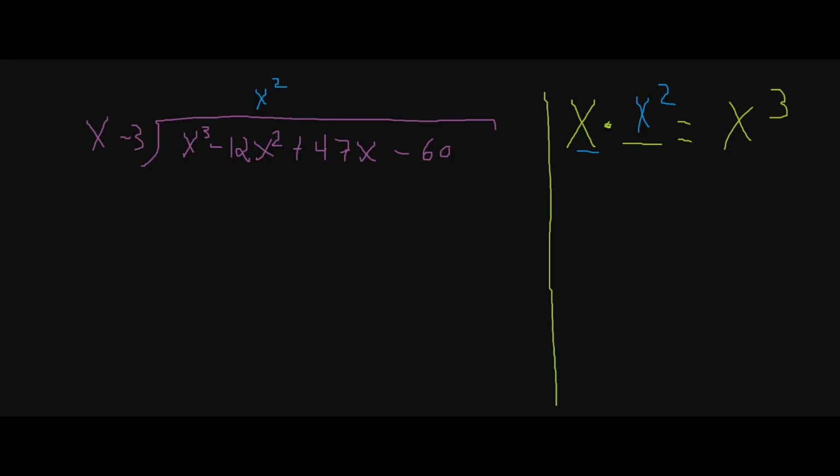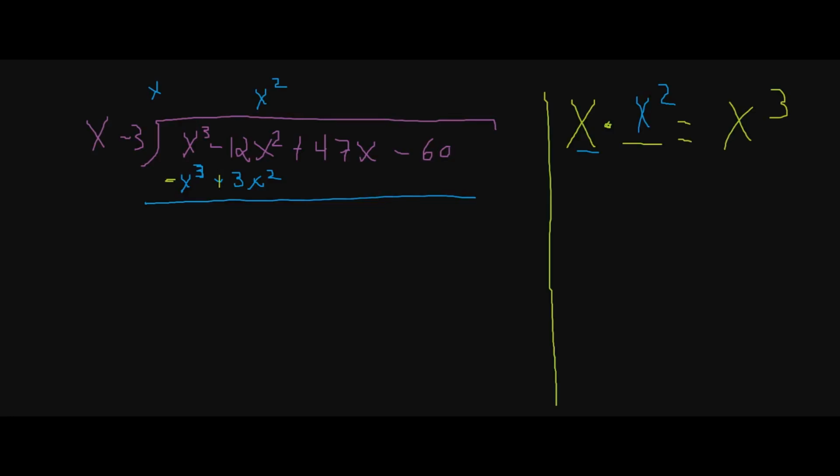Okay, and now we multiply across. What is x times x squared? Well, we know that's going to be x to the third. And now what's negative 3 times x squared? Well, that's going to be minus 3x squared. So now what we do is, if this is positive, we flip the sign, so that's negative. And since this is negative, that's going to turn into a positive.